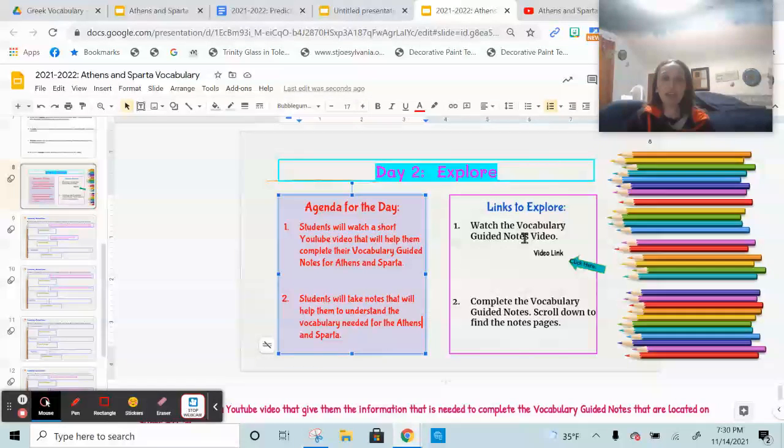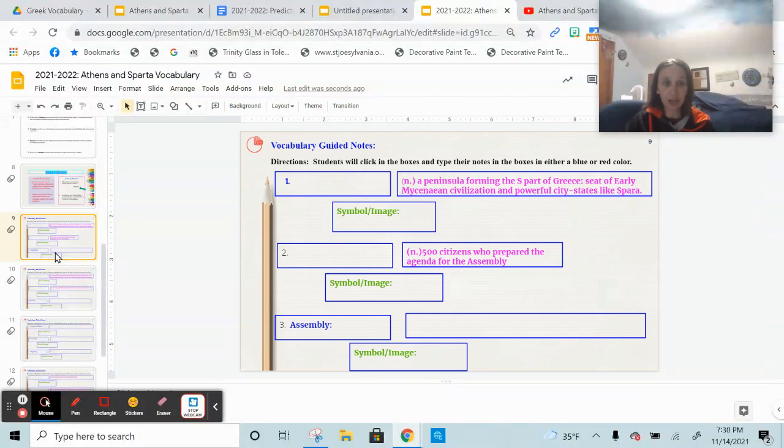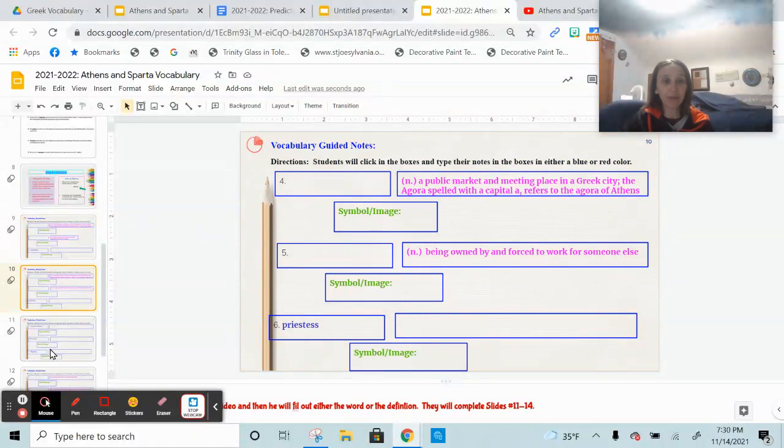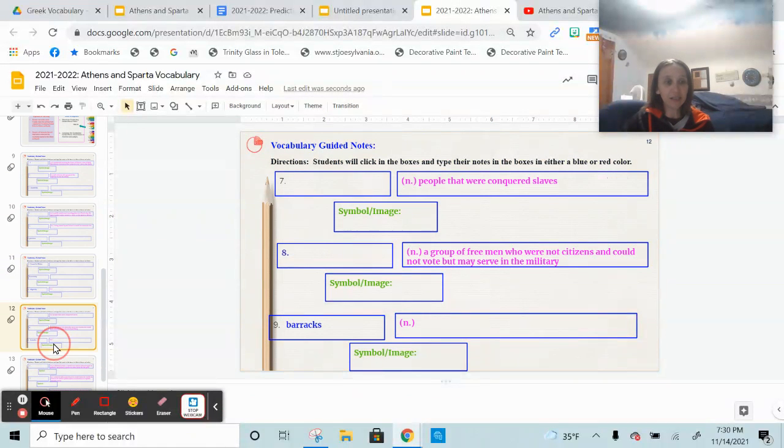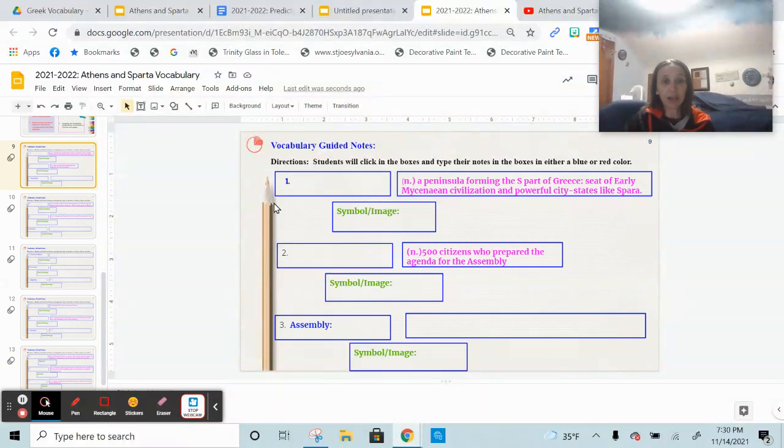So the video link is going to be right here. I'll place it once I finish the video. And then you're going to scroll down. If you're at home, if you're in class, we're going to take notes on paper using pencil. So here are the vocabulary guided note slides. You'll either type, as you can see, a word or hear a word or definition, and then you'll put some kind of symbol or image in this area here.